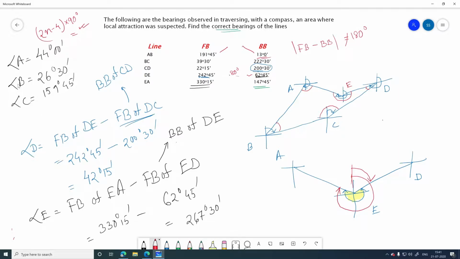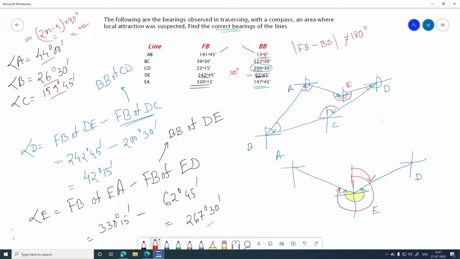In the previous class I solved a problem where we needed to correct the interior angles, right? If the summation of these angles is not equal to this, then we need to make the correction for the interior angles, like we did in the previous class. But in this problem, if you calculate the summation of 44 degree, 60 degree, 26 degree 30 minutes and the other angles, the summation will be equal to this particular value.